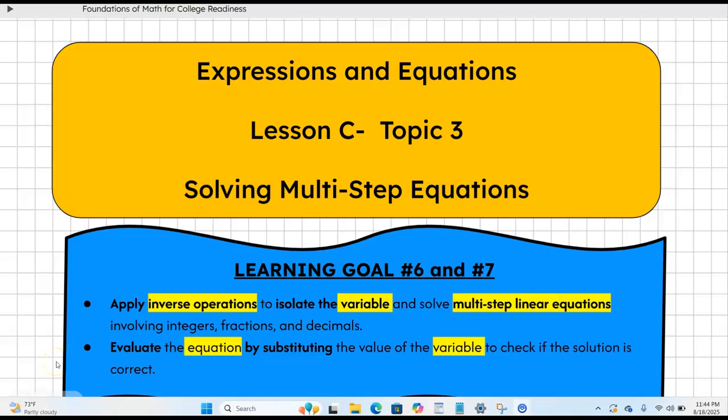Hi guys, welcome to Expressions and Equations, Lesson C, Topic 3, Solving Multi-Step Equations. In this video, we are going to apply inverse operations to isolate the variable and solve multi-step linear equations involving integers, fractions, and decimals. We are also going to evaluate the equation by substituting the value of the variable to check if the solution is correct.